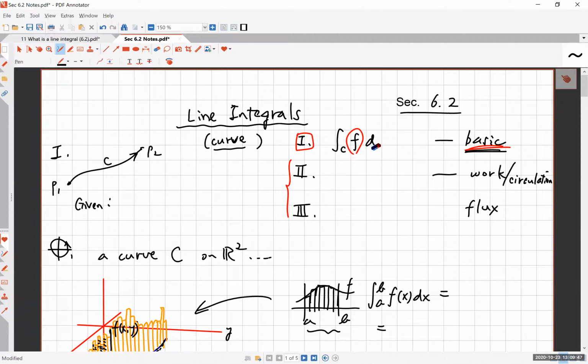Maybe I should be a little more specific, okay? So what kind of a function is this? It is real valued, but it has at least two, sometimes three independent variables. And then we will be integrating this over the curve C. But what kind of a real valued function we are going to be integrating is what we'll be discussing in the second and the third part.